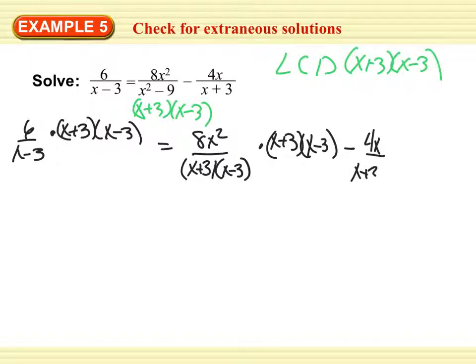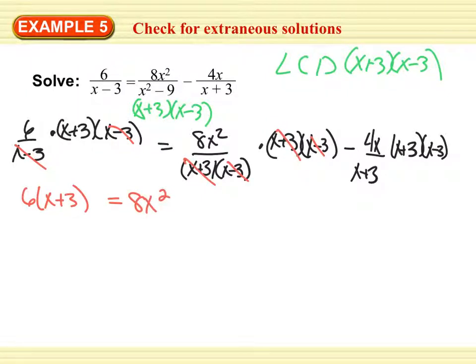4x over x plus 3 multiplied by x plus 3, x minus 3. Cancel those. I'm left with 6, x plus 3. Cancel those. Pretty sweet. That one's good. Minus 4x, x minus 3. Distribute.